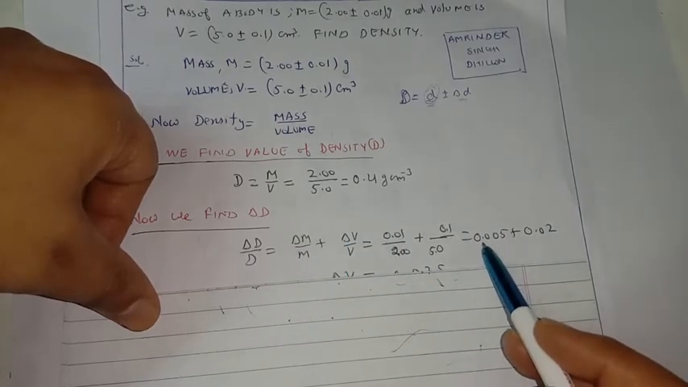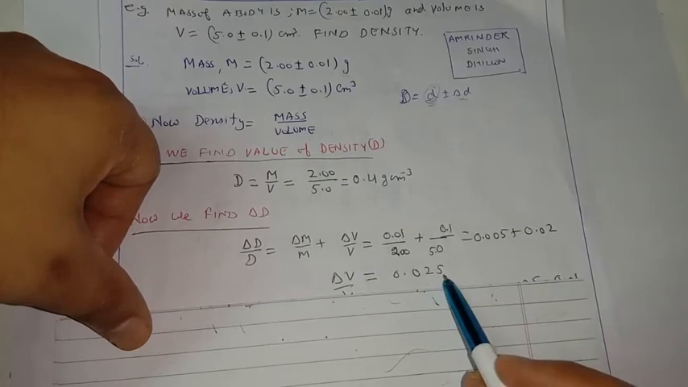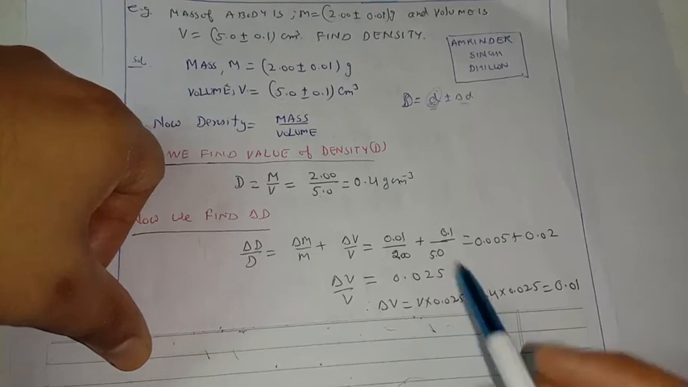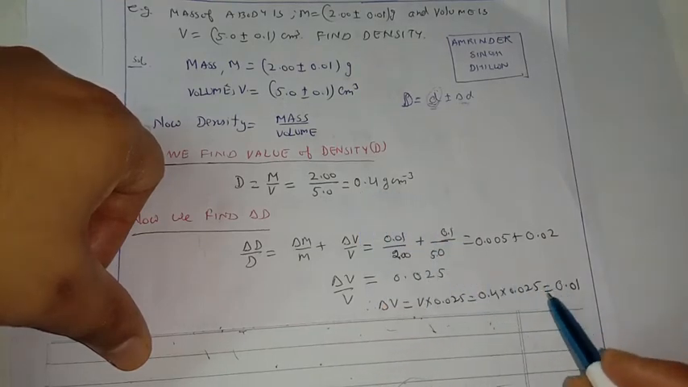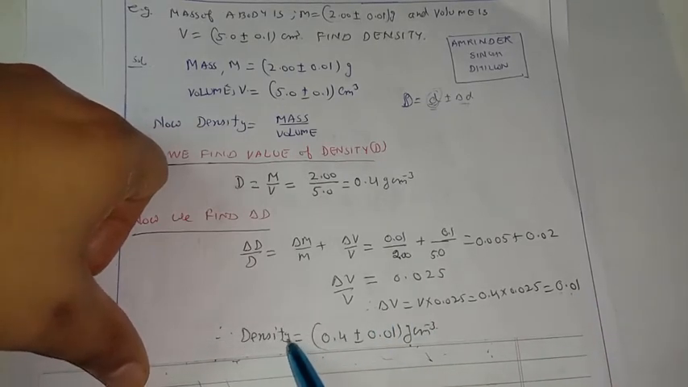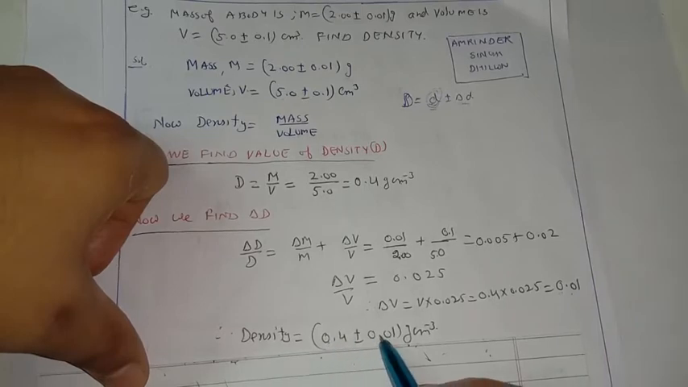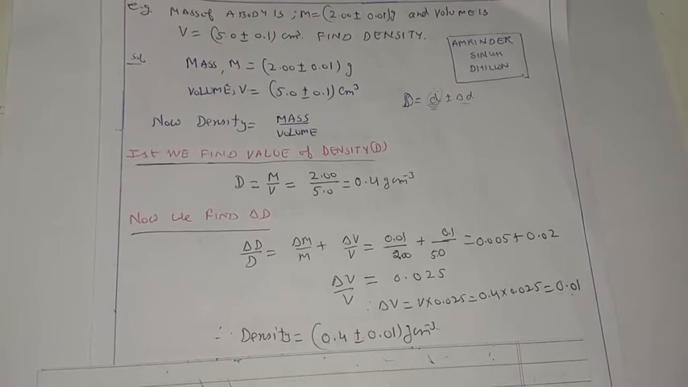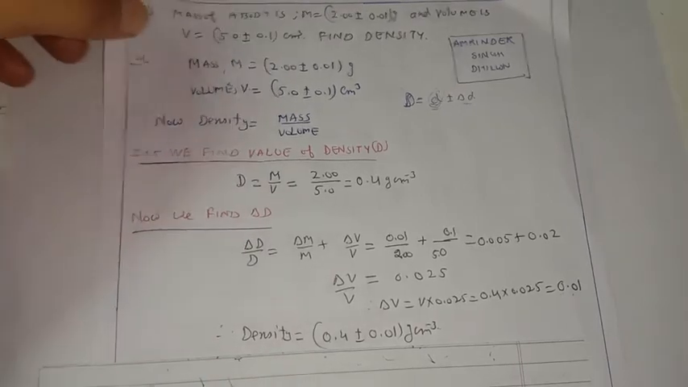This comes out to be equal to 0.025, or delta D is equal to D into 0.025. D we have already determined as 0.4, so it will come out to be equal to 0.01. So the final result for density is 0.4 plus minus 0.01 gram per centimeter cube. So this is how we have to apply the result of propagation of errors when we are adding, subtracting, multiplying or dividing two quantities.